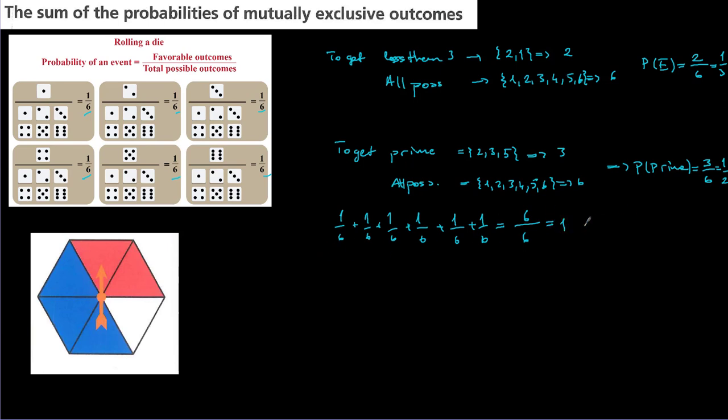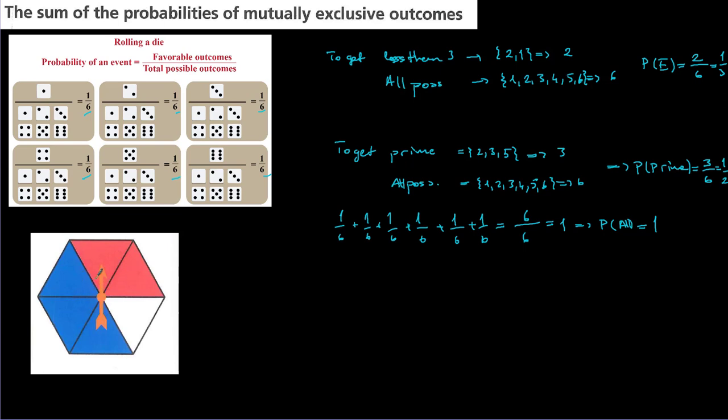So the sum of the probability of all mutually exclusive events is going to be equal to 1. Let's say the probability of everything is going to be equal to 1 always. We need to remember that one. Okay, here we will try to understand this one with this one also.